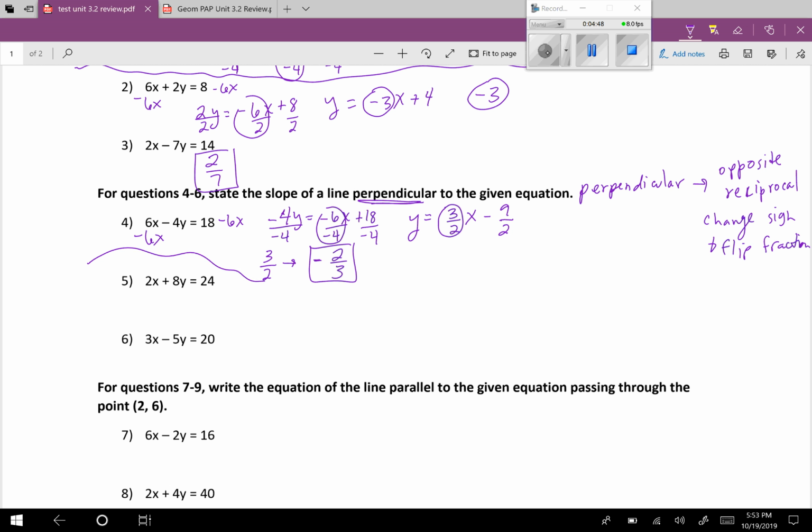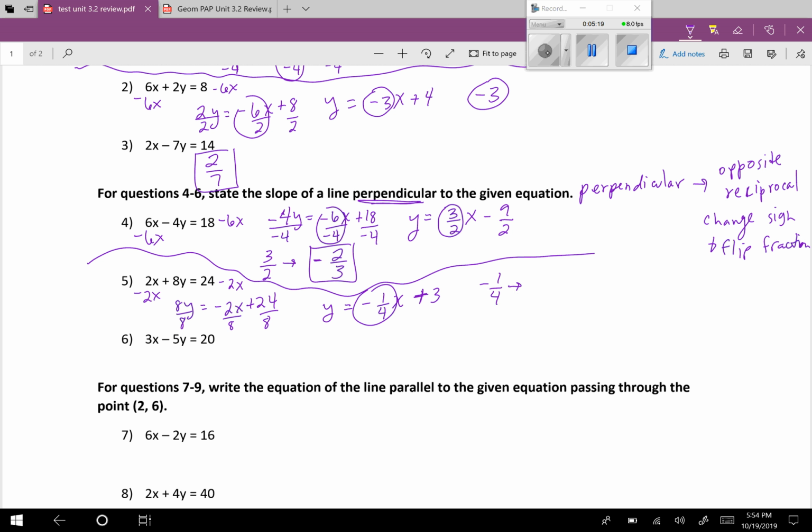Okay, our next one. Again, solve this for y. So we have 8y equals negative 2x plus 24. Divide everything by 8. So you get y equals negative 1/4 x plus 3. And so now we look at our slope here. It's negative 1/4.